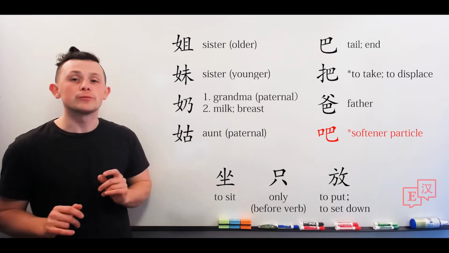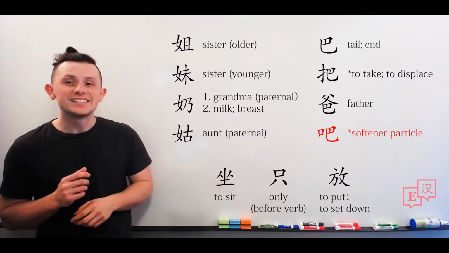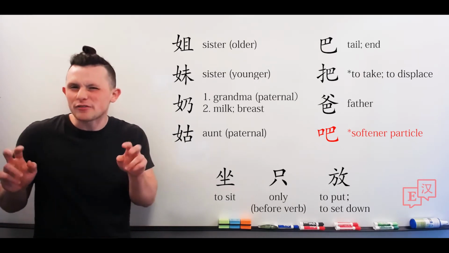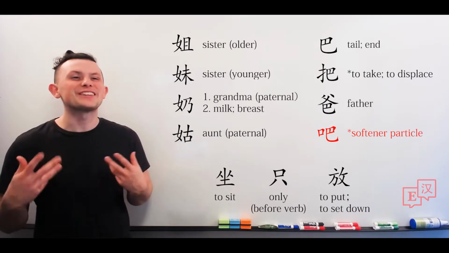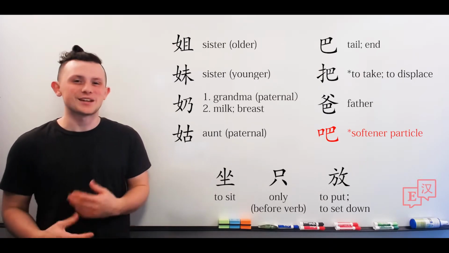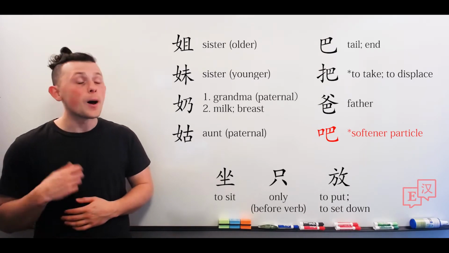And our last character in this set, ba, with no tone. The meaning of ba is a kind of sentence softener. What that really means is when it's thrown onto a sentence, it'll make everything seem a lot more suggestive and less commanding. We'll talk more about that later.